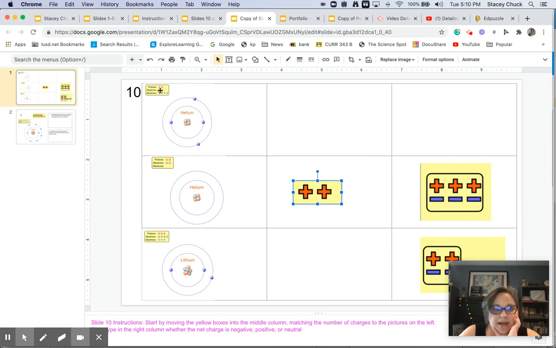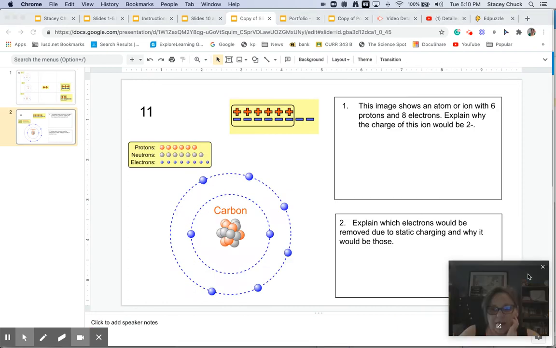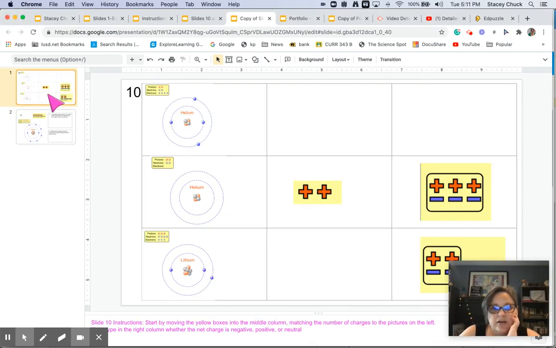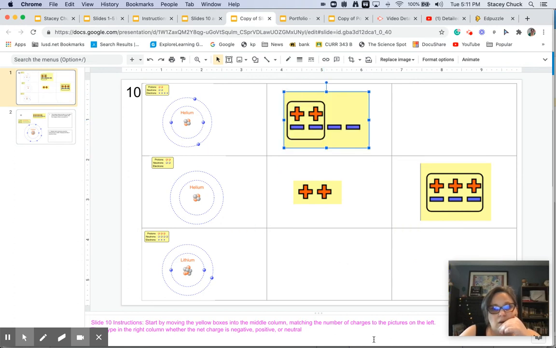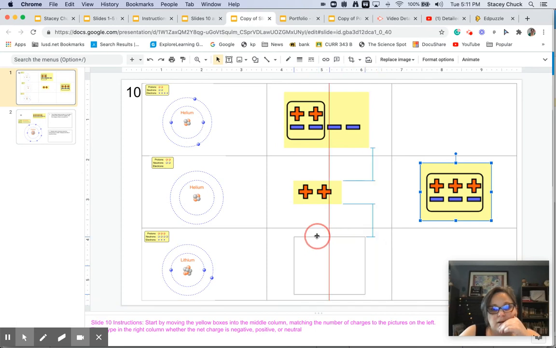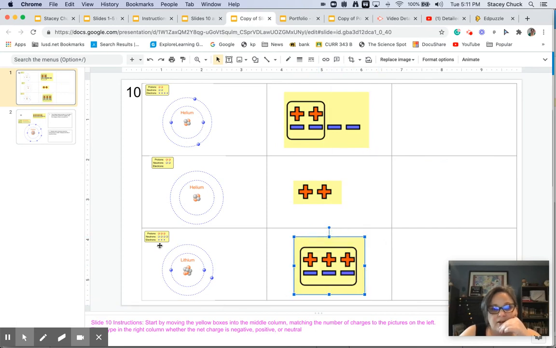Then this top one has 2 protons and 4 electrons. So looking at the images, it's hidden here a little bit by the camera, but it's this bottom picture here has 2 pluses and 4 minuses. So I'm going to select that and drag it up here. Okay, and then the last one here, making sure it matches 3 protons, 3 electrons.